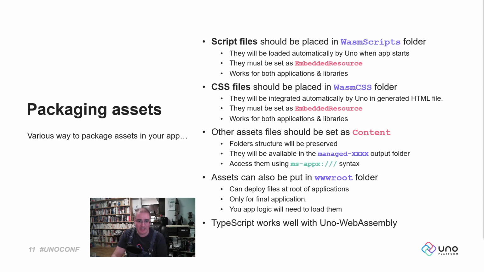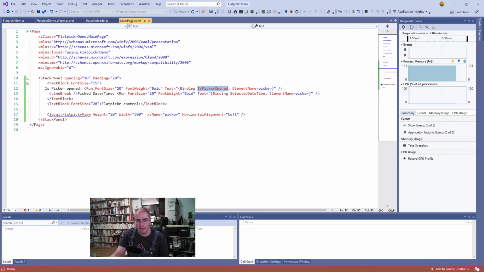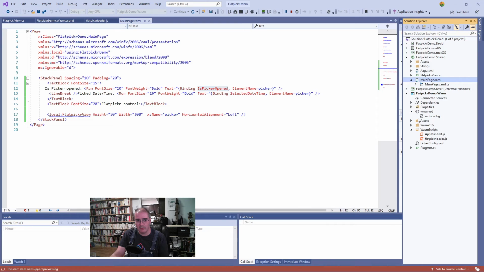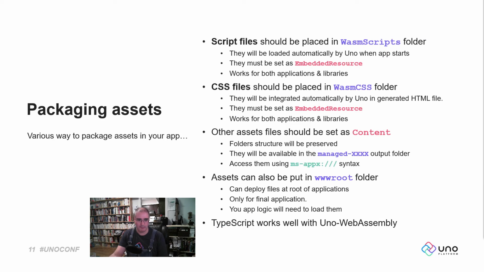You can use the Content build action if you want to use the MS Appx file syntax. And also you can use the wwwroot folder. Let me show that to you here. You have, as in an ASP.NET Core project, a wwwroot folder where you can put stuff, and it will be deployed with the application. You can also use TypeScript. We have a few examples of TypeScript that you can use to generate code that will be compiled into the wasm script folder.